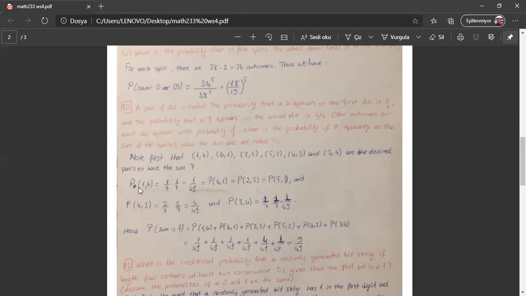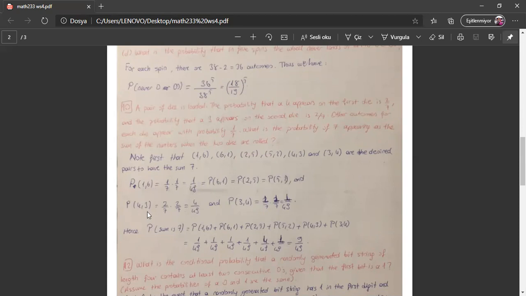So what's the probability of this pair? Each outcome besides these two has probability 1/7. So we write for 1, 1/7, and for 6, 1/7 again. So we have this probability. And these ones' probabilities are the same as this one, because each one has probability 1/7.